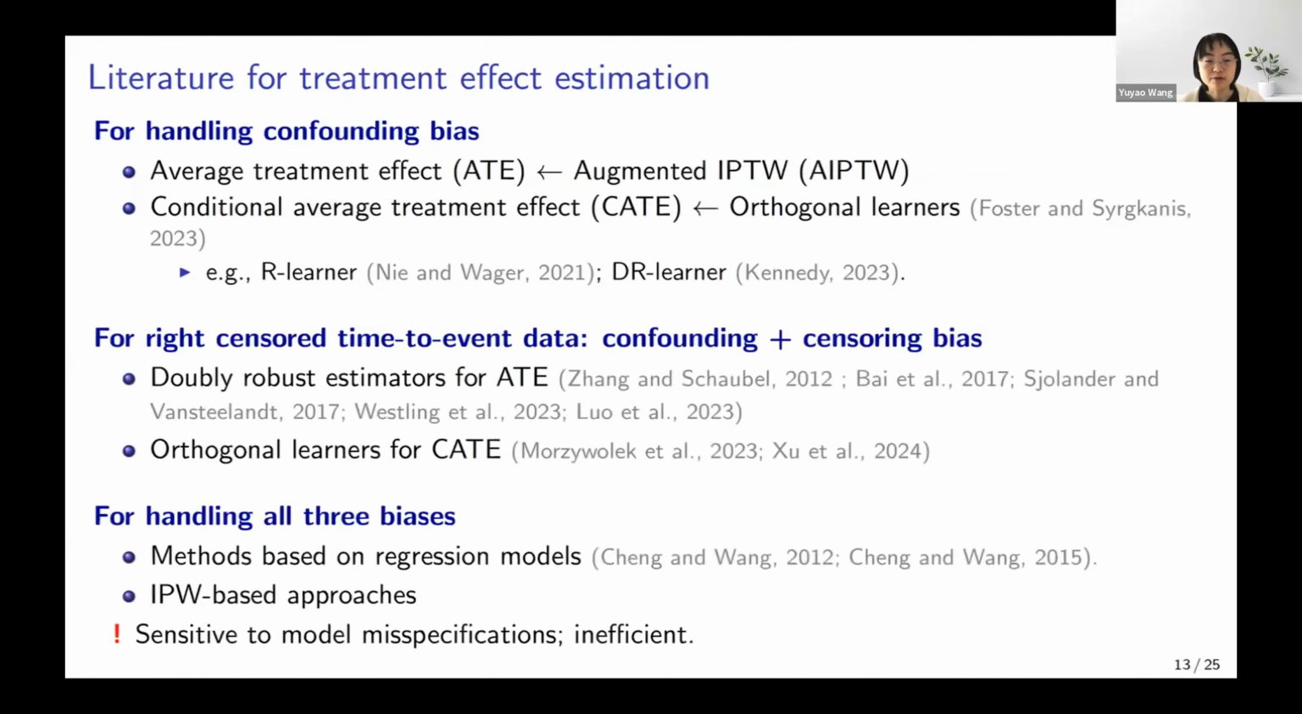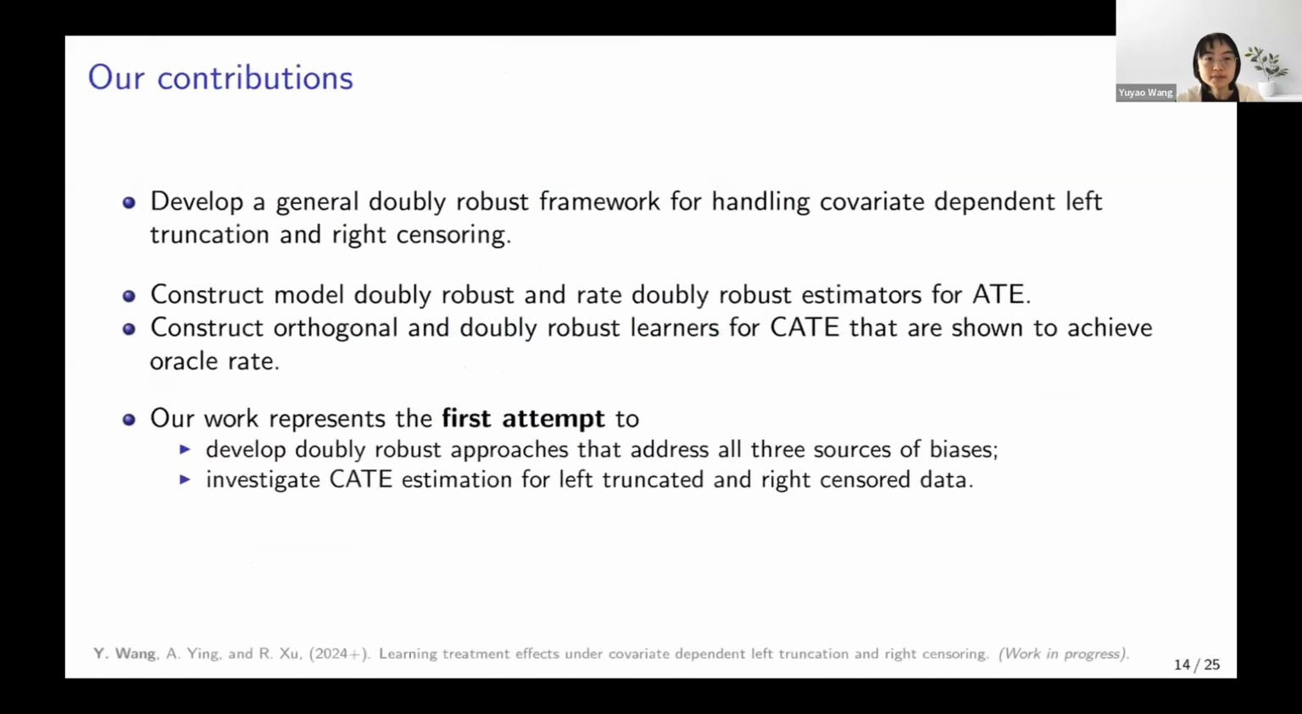In the presence of all three sources of biases, including the selection bias from left truncation, there have been methods based on regression models. And also one may consider using inverse probability weights to handle the three sources of biases. But IPW approaches are sensitive to model misspecifications, which makes them especially vulnerable when facing three sources of biases, because we require all three models to be correctly specified. And also they are inefficient.